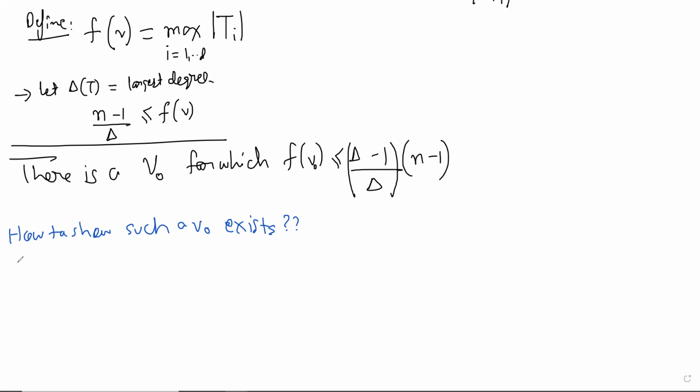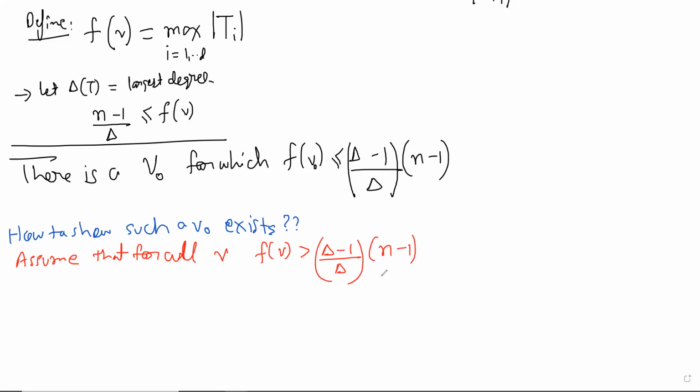So I'll just write what you said. Assume that for all v, f(v) is at least (delta minus 1) by delta times (n minus 1).